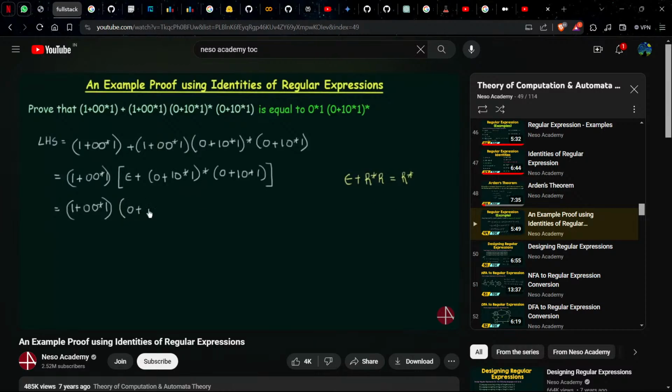So I can write 0 plus 1 0 star 1 whole star. Okay, now we are left with these two expressions. Now what I will do is here I will write epsilon into 1 plus 0 0 star 1, and this term will be written as it is, 0 plus 1 0 star 1 star.